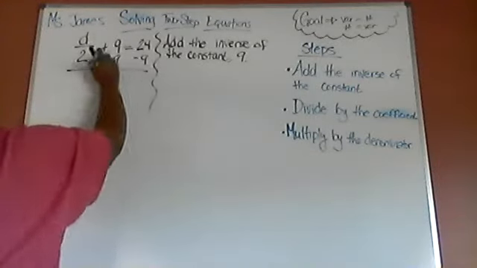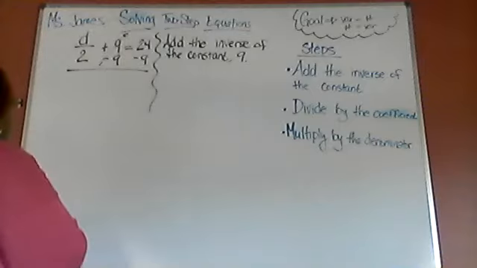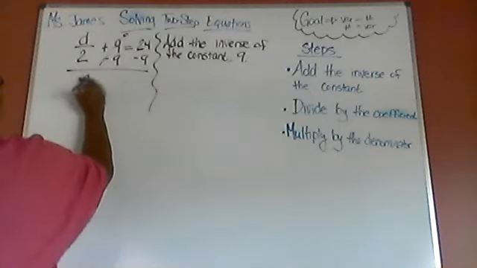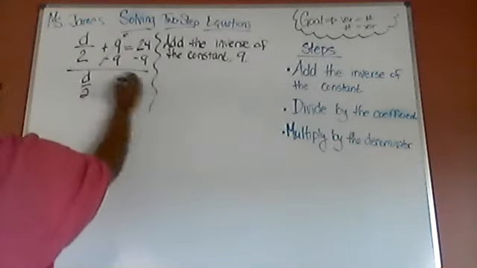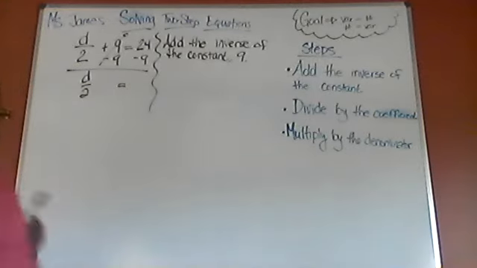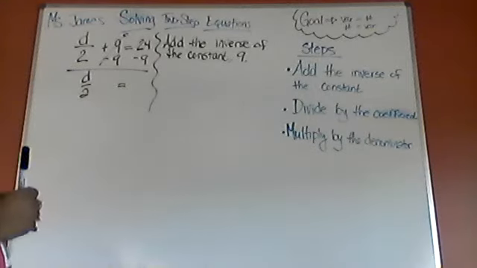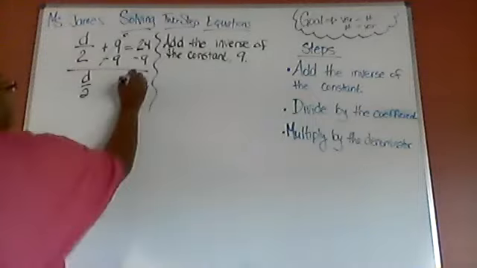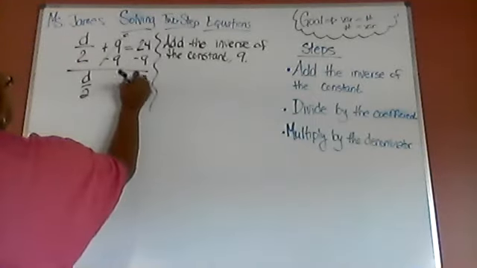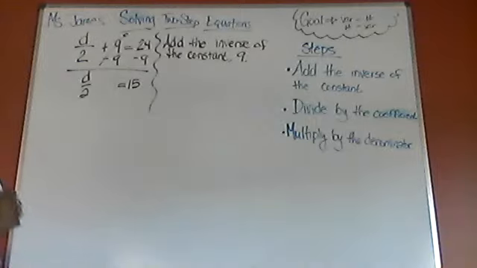So we have 9 plus negative 9, that's a 0 pair. We're going to bring the D divided by 2 all the way down. Bring down my equal sign. And so we have 24 plus negative 9, that is 15. Okay? That's 15. All right.